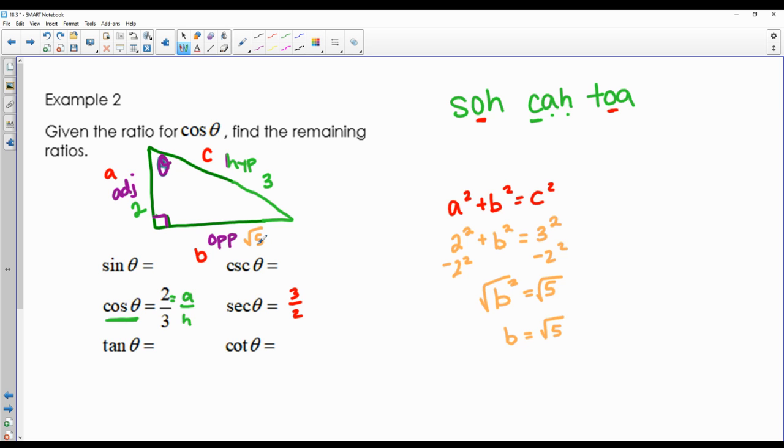All right, so when I go through to plug this in, my sine here is the opposite over the hypotenuse. So my opposite is the square root of 5 over the hypotenuse, which is 3. Okay, same thing, let's do the tangent next. So our tangent, our TOA, is going to be the opposite over the adjacent. So my opposite, which is square root of 5, over the adjacent, which is 2.